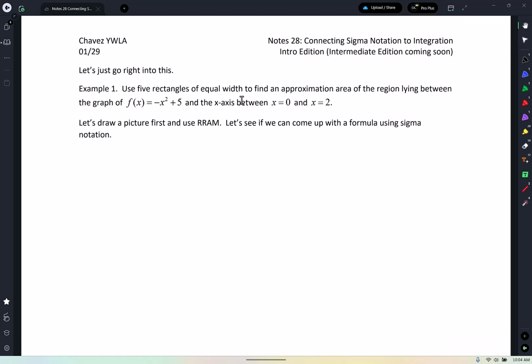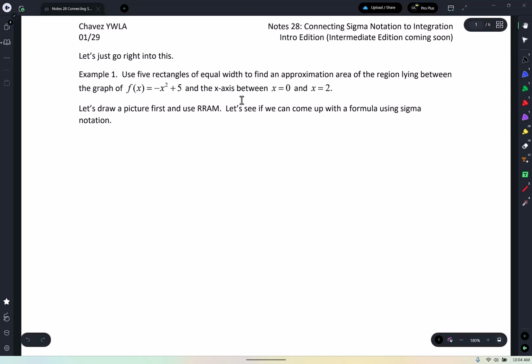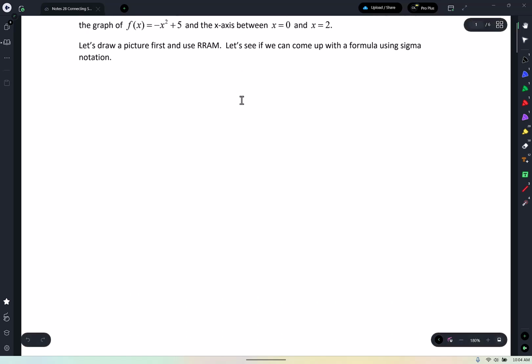and then ask me questions. All right, here we go. It says use 5 rectangles of equal width to find an approximation of the area of the region lying between the graph of f of x equals negative x squared plus 5 and the x-axis between x equals 0 and 2. Okay, so let's draw a picture.